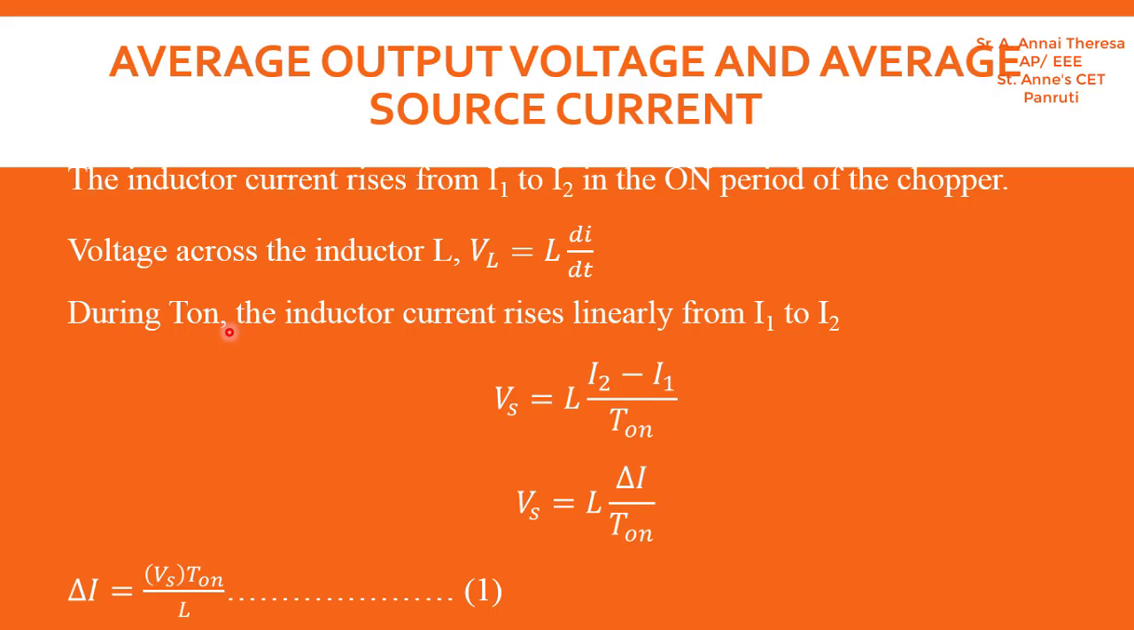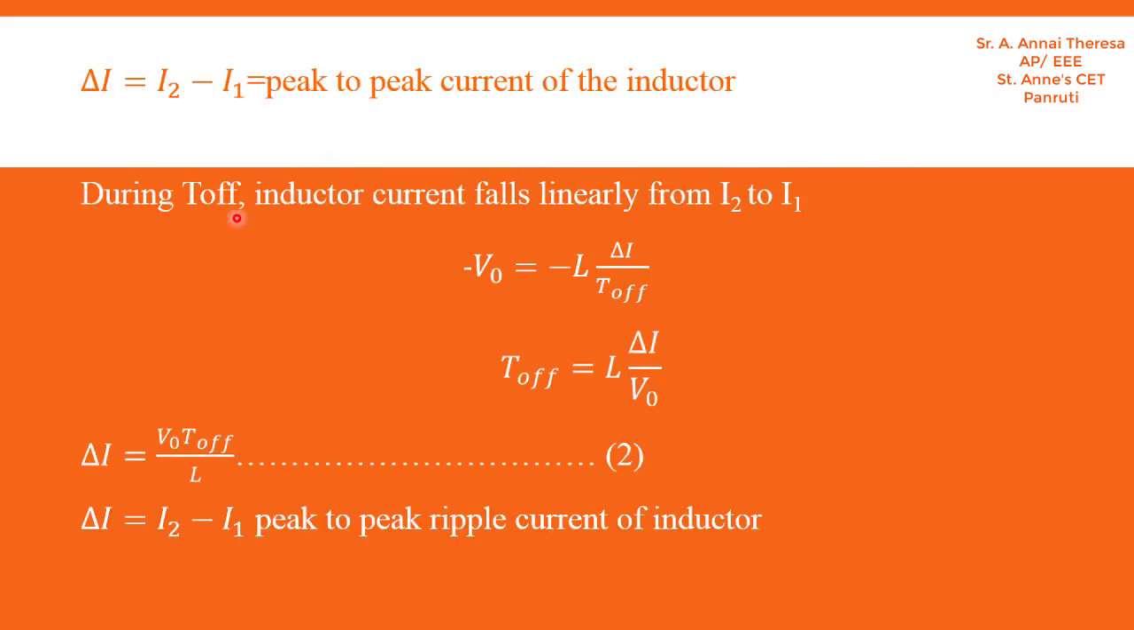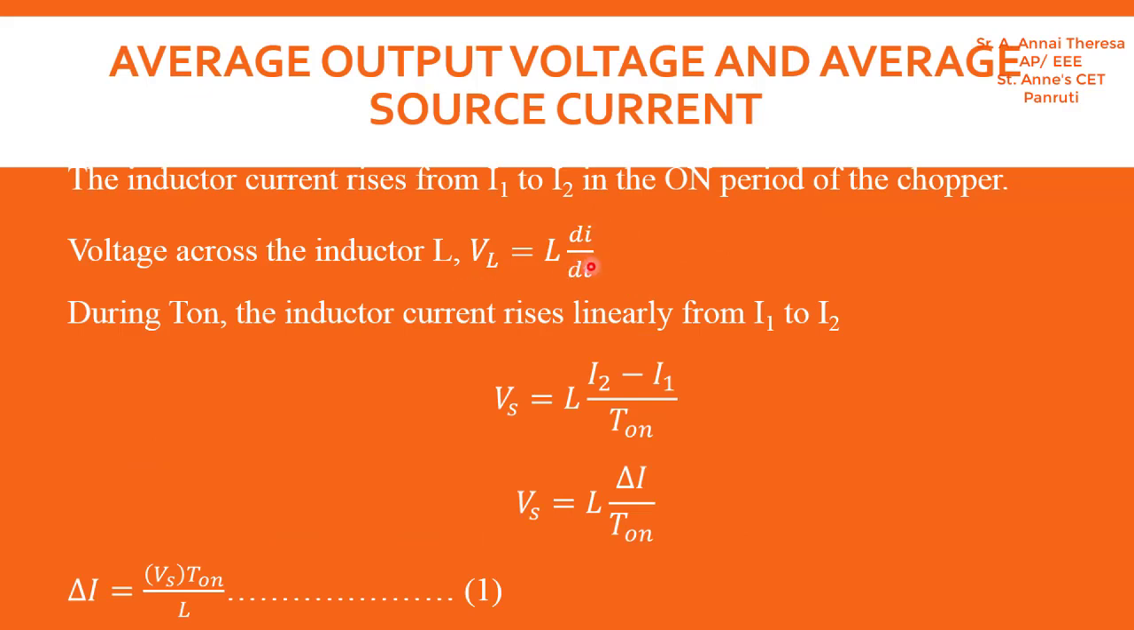So we can write this delta I. Vs is equal to L into delta I by T on. From this you can find the value of delta I. So delta I is equal to Vs into T on divided by L, where delta I is the peak to peak current of the inductor. Then during the turn off time, the current will fall from I2 to I1. So we can write this equation: VL is equal to L into di by dt.